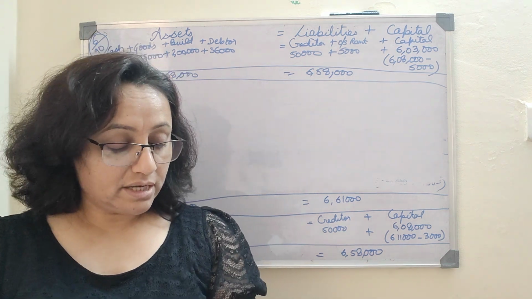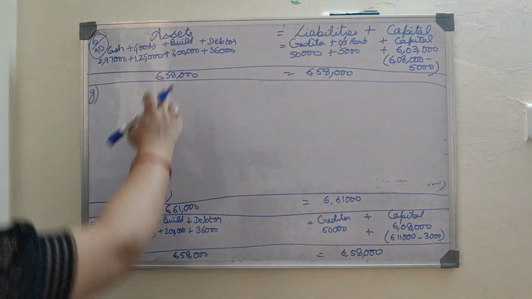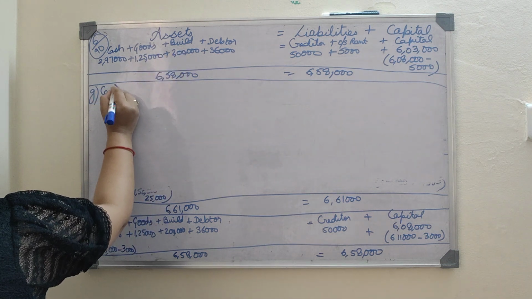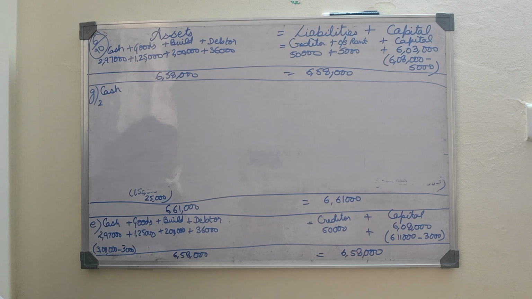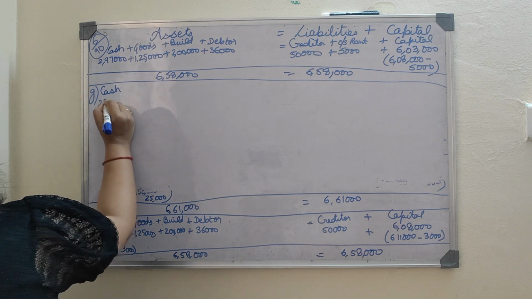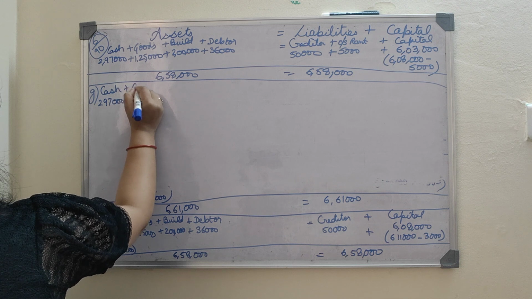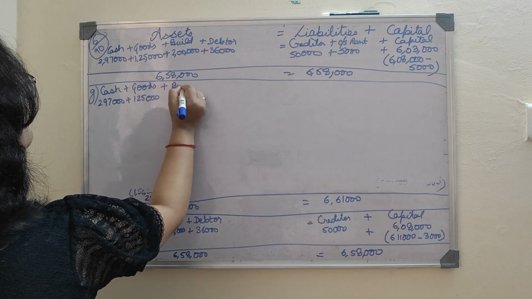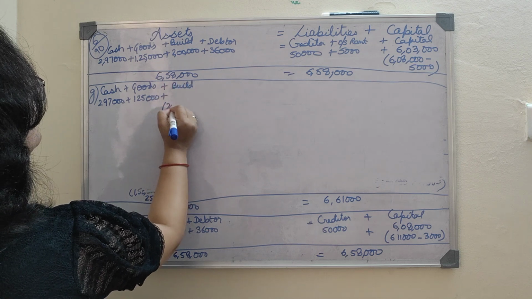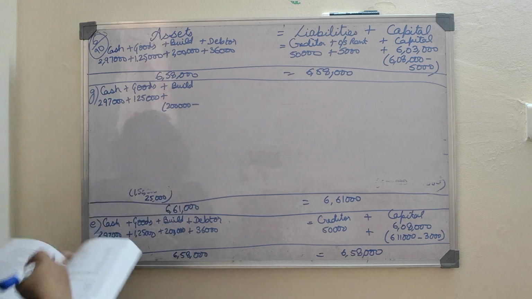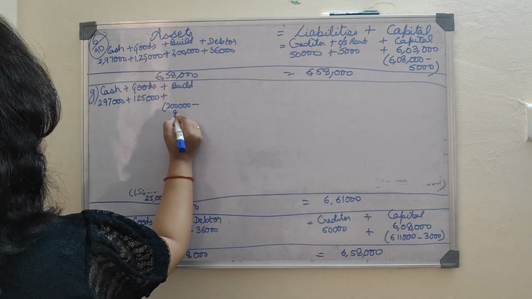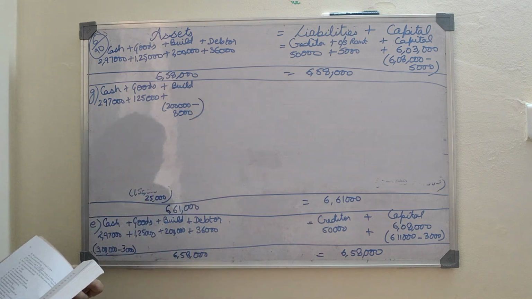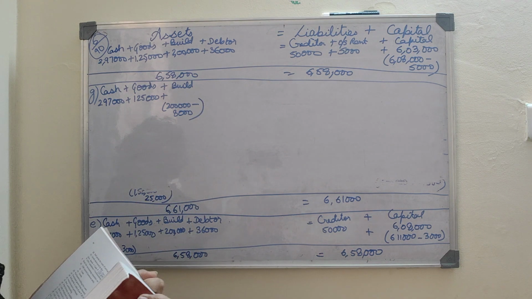Okay, so now they are telling depreciation on building. You know, building we have for 2 lakh. So now this will be affected. Depreciation on building is not going to affect the cash. It is going to affect the capital. Okay, so 2,97,000 plus goods 1,25,000 plus now building is going to be affected. So 2 lakh minus depreciation of 8,000, right? So the amount comes to 1,92,000.